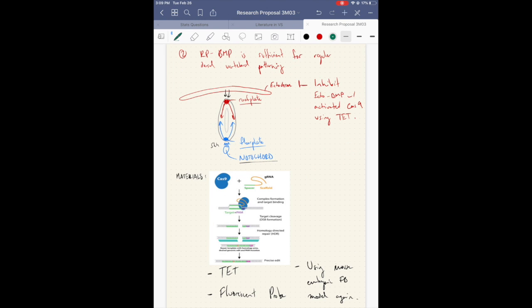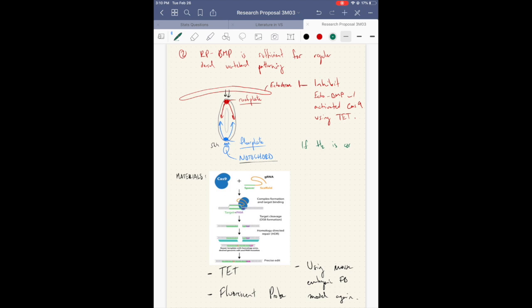Our second hypothesis is that RP-BMP is sufficient for regular dorsal ventral vertebral patterning. Our materials will be CRISPR-Cas9 gRNA, or guide RNA, and a fluorescent probe. Using an inducible TET CRISPR-Cas9 system, we will design a gRNA to target and silence ecto-BMP. Following administration of TET, Cas9 will be activated and cleave ecto-BMP, thus knocking it out. We will then build a fluorescent probe complementary to the BMP RNA, then observe the localization of its fluorescence.